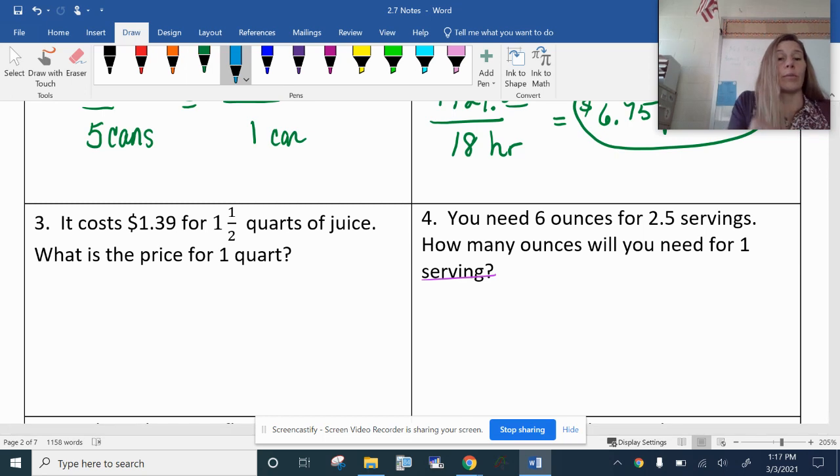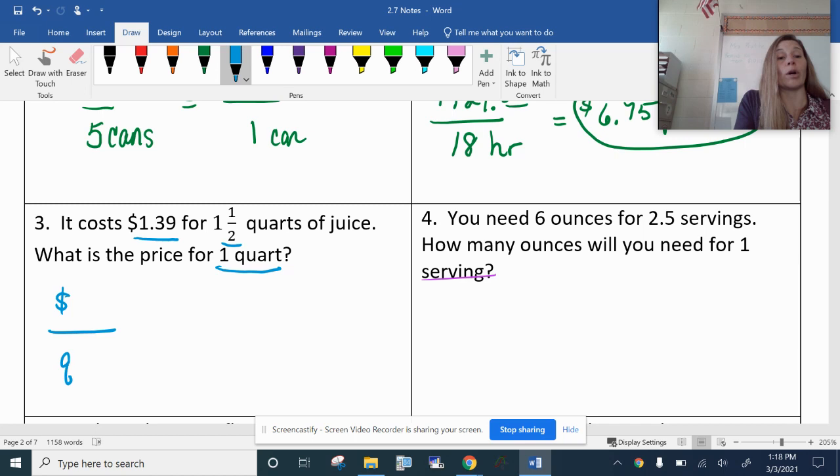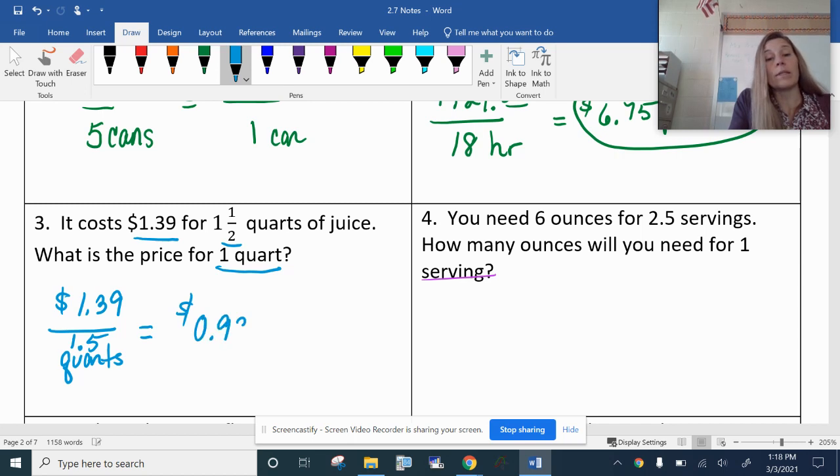All right, so let's take a look at number 3. It costs $1.39 for 1.5 quarts of juice. What is the price for 1 quart? So then you know this is going to go on the bottom. So it's going to be dollars per quarts. So we have $1.39 on the top divided by 1.5 quarts. And that's going to give you 93 cents if you round to the nearest hundredth. So 93 cents per quart.